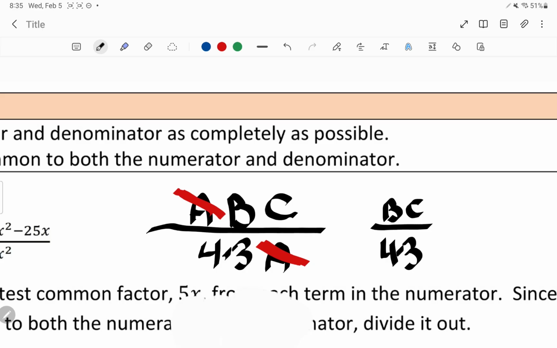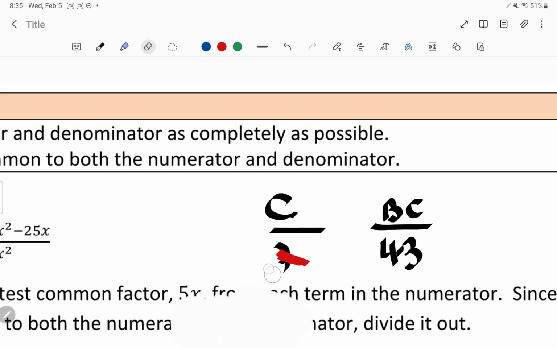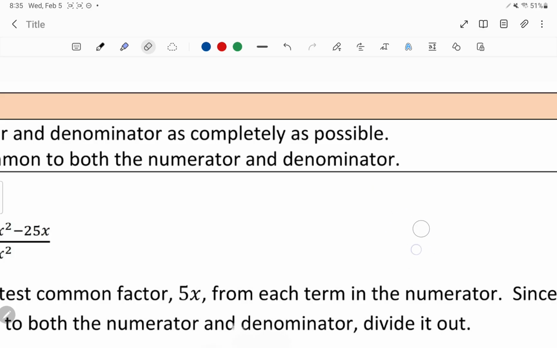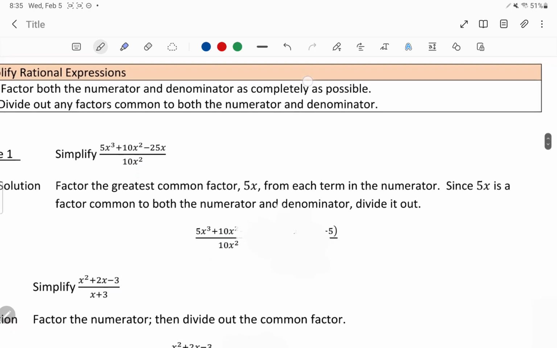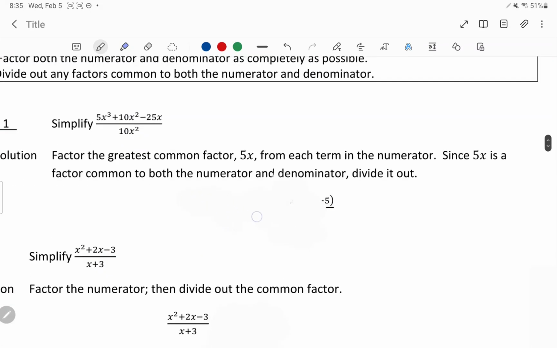That's exactly what we're going to be doing, but we're going to have to do some steps in between all of this. So that's the main thing when it comes to simplifying rationals. So let's go ahead and start with the first one. I need to erase all of that. Let me erase it. All right, let's erase all this.